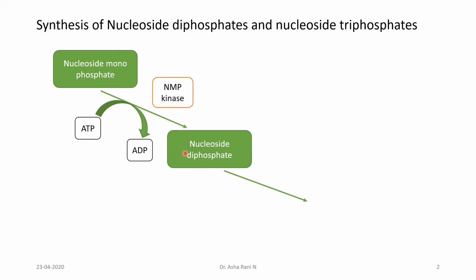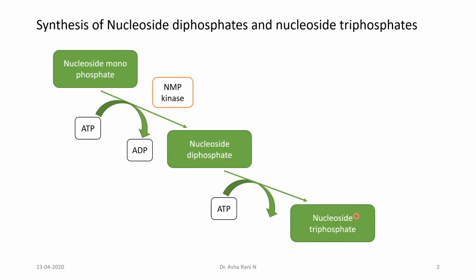Now these nucleoside diphosphates, that is ADP and GDP, can be converted to their respective ATP and GTP. Again the phosphate donor is ATP. And the enzyme which catalyzes this reaction is nucleoside diphosphate kinase.